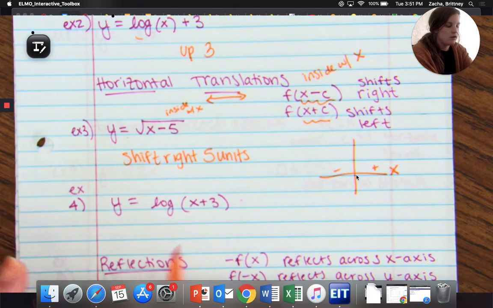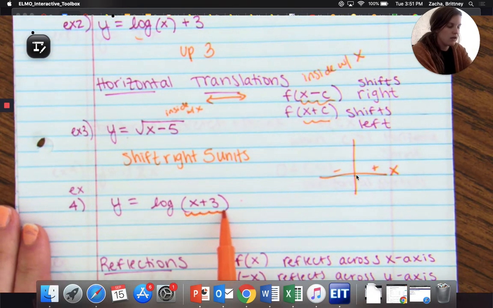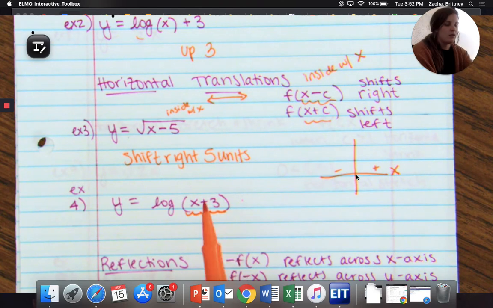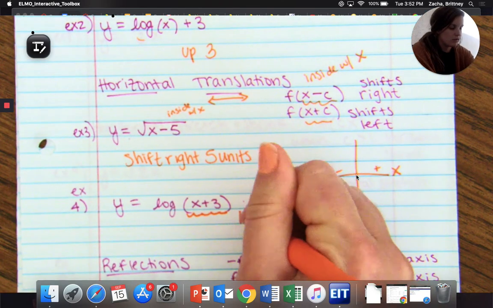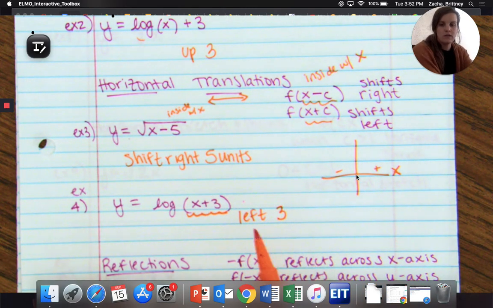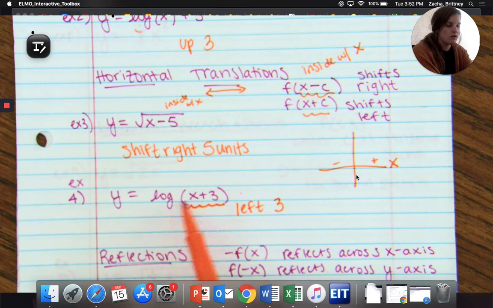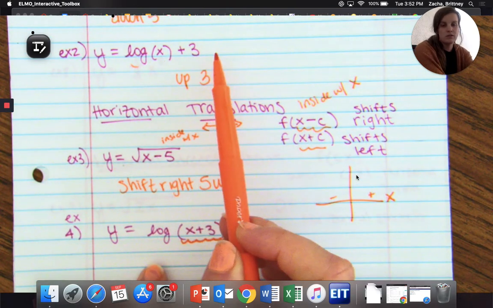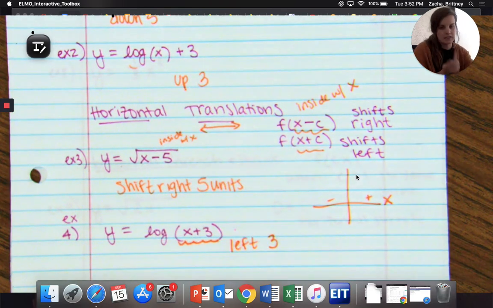Alright, so then here, it's directly in with the x. So your brain is thinking x-axis, horizontal translation. That might help. But x's are crazy, so x plus 3 will actually move this left 3. And again, the difference between this log of x plus 3 versus this one where the plus 3 is on the outside. You have to start recognizing that pattern. Outside is vertical, inside is horizontal.